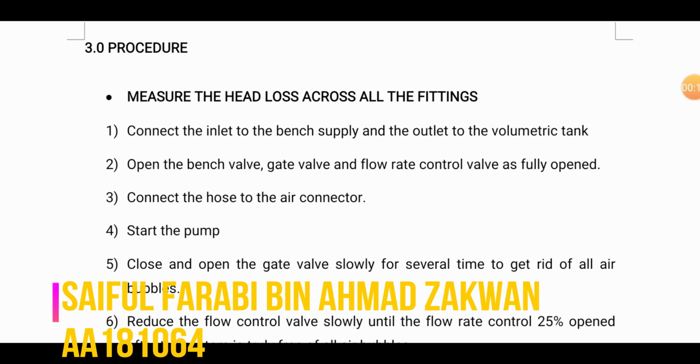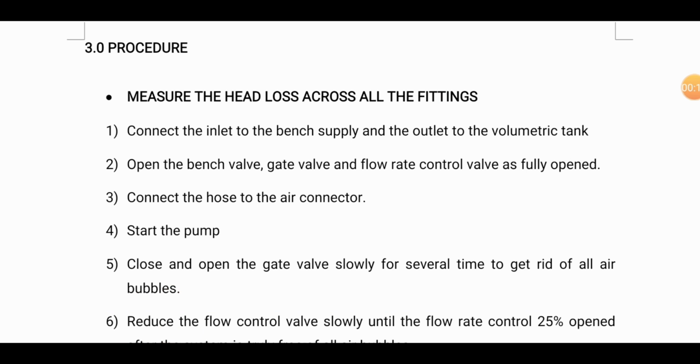Now I'm going to talk about the procedure of this experiment. For the first experiment, we need to measure the head losses across all the fittings. Step 1, we need to connect the inlet to the bench supply and the outlet to the volumetric tank, connecting them by using hoses. Step 2, we need to open the bench valves, the gate valve, and the flow rate control valve, and make sure that all these valves are fully open.